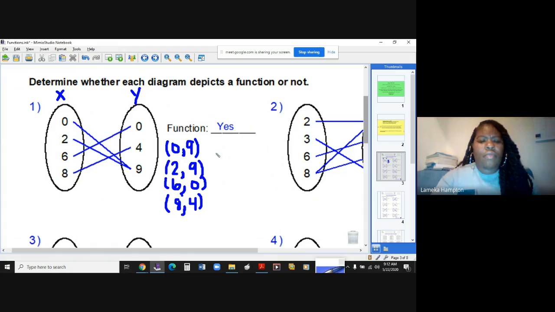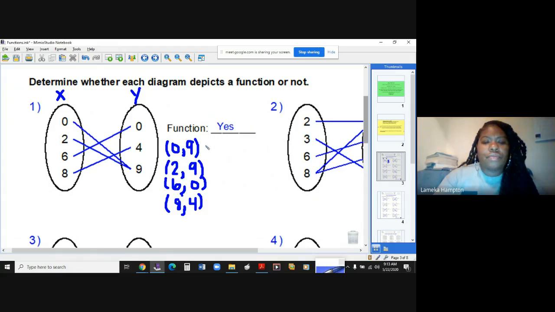Now remember, for every X value there is only supposed to be one Y. That's what it normally is supposed to be. However, it is okay for you to have multiple X's share the same Y value. That is okay. So that's the reason why this is depicted as a function.